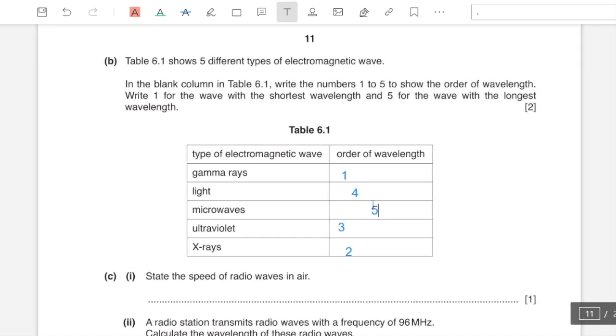C1. State the speed of radio waves in air, which is equal to the speed of light in air, and that is 3 into 10 to the power of 8 meters per second.